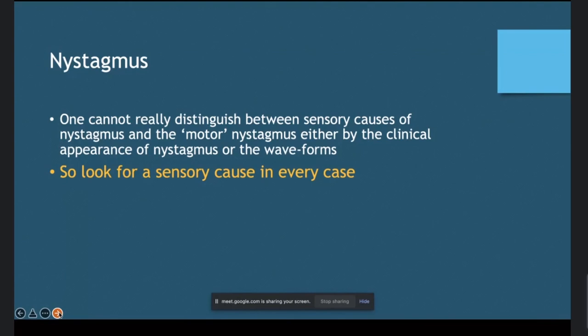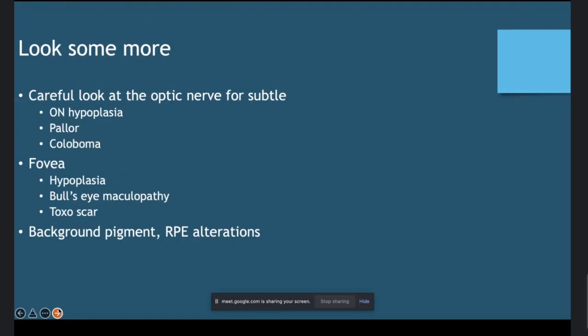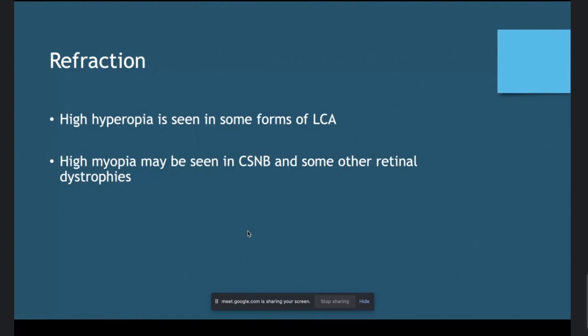Which means what? You're going to look at the anterior segment: cataracts, bilateral corneal opacities, coloboma, aniridia, iris transillumination defects, which can be seen in albinism. So in every patient, also think of a systemic syndrome. Then look more carefully at the optic nerve for hypoplasia, pallor, coloboma, and the fovea for hypoplasia, bullseye maculopathy, bilateral toxo scars. Look at the background pigment, RPE alterations for retinal dystrophies. So basically examine the patient from head to toe, front to back, presuming that there is a sensory cause. It is important to do a cycloplegic refraction because high hyperopia can be seen in LCA, and high myopia may be seen in some other retinal dystrophies and CSNB.